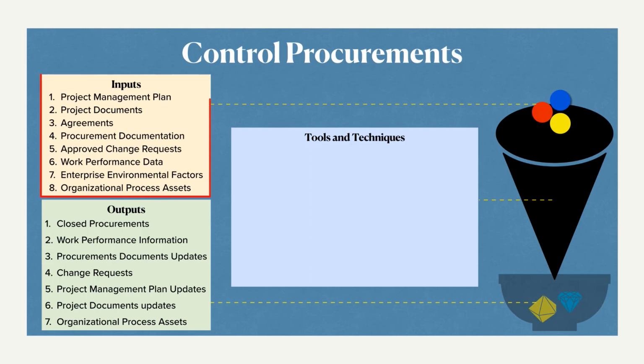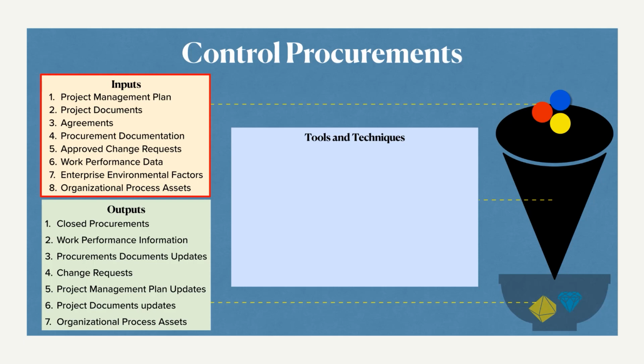Let's see what inputs we need. I think they are all quite general here. Let's see quickly: the project management plan, all the relevant components are referred to, and all the relevant project documents like the risk register are referred to here. Agreements like non-disclosure agreements and memorandums of understanding are also considered as inputs. Similarly, all the procurement documents that we discussed in the previous process and all the approved change requests are referred to. Work performance data, such as the quality reports and delivery schedules, are also taken as inputs.